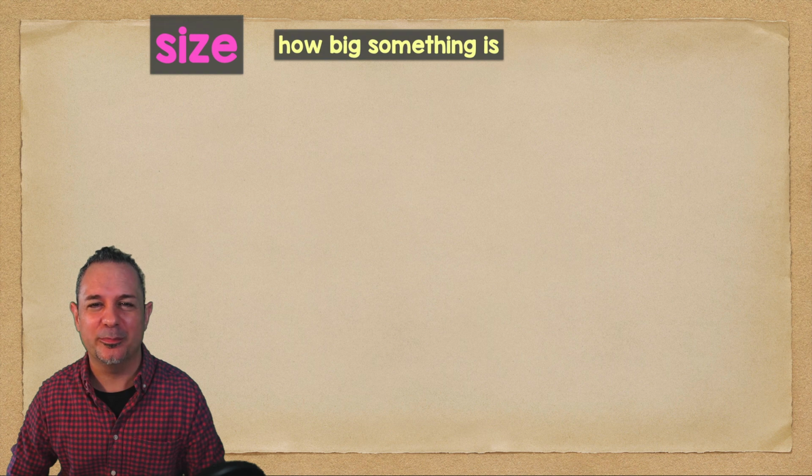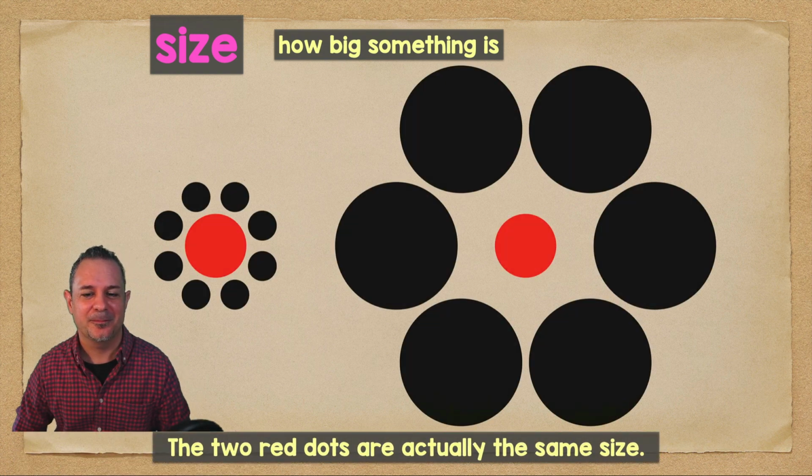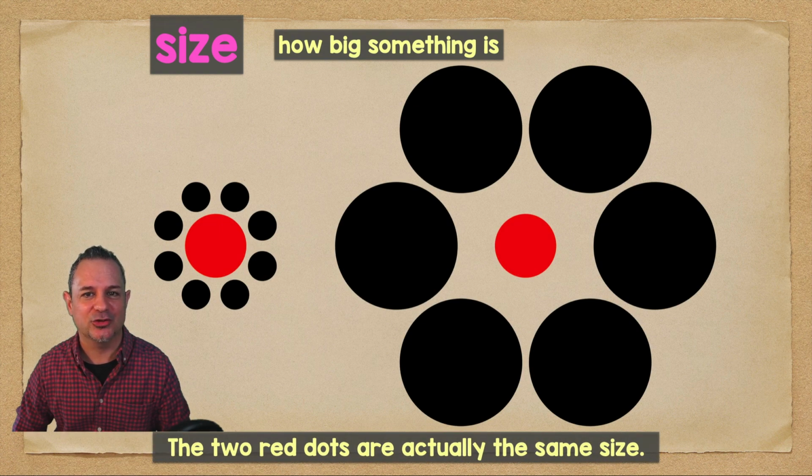Size is how big something is. The two red dots are actually the same size. Don't believe me? Take a look. Yep, they're the same size, all right.